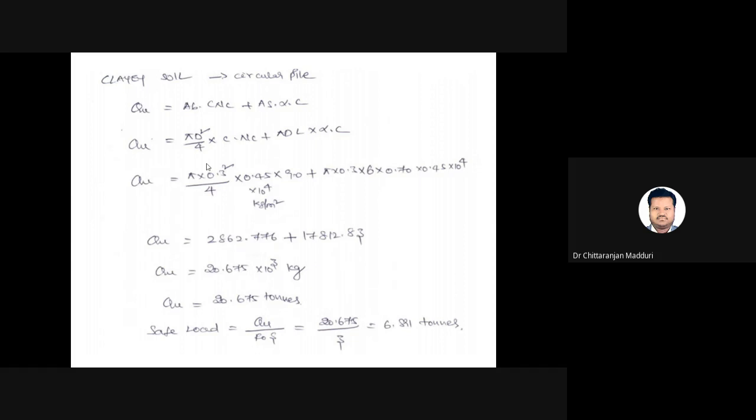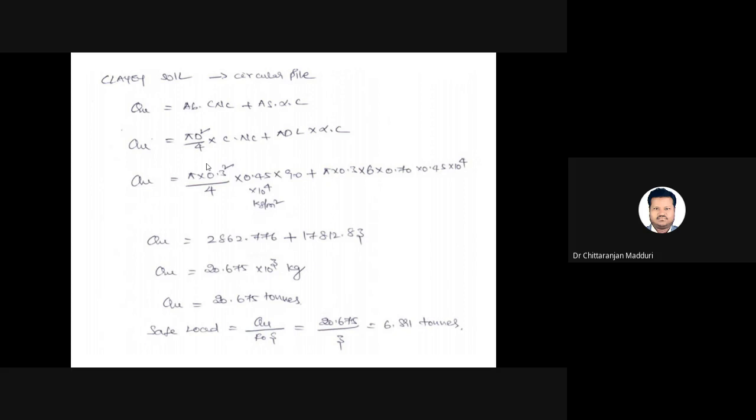So Q is equal to, d value 0.3, pi d square by 4 into c value 0.45 into Nc value 9.0. The cohesion is in kg per centimeter square, that's why it is multiplied with a factor of 10 power 4 to convert into kg per meter square. Next, the second term: pi into d, 0.3, and the length of the pile 6, into adhesion factor 0.70 and cohesion 0.45 kg per centimeter square. You have to convert it into kg per meter square, multiplied with 10 power 4.